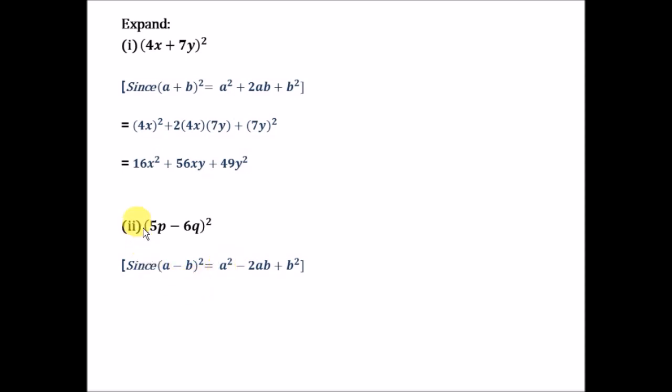square, 5p whole square minus 2ab, 2 into 5p into 6q plus b square, that is plus 6q whole square. 5 5s are 25, p into p square, so 25p square minus 2 5s are 10, 10 6s are 60, p into q, pq, minus 60pq, plus 6 6s are 36, q into q square, 36q square. So the final result is 25p square minus 60pq plus 36q square.